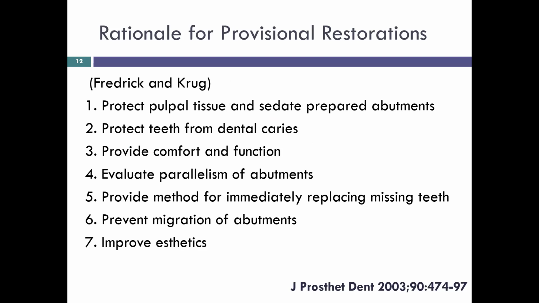Now come to the rationale of provisional restoration. According to Frederick and Crew, they have given some points. The first is to protect the pulpal tissue and sedate the prepared abutment, and protect teeth from dental caries. Of course, we have to protect the teeth from dental caries once the tooth is prepared, and if there is any caries, we will give the temporary restoration and protect from dental caries. It provides comfort and function, as we have studied earlier, that it provides better function, phonetics, and aesthetics.